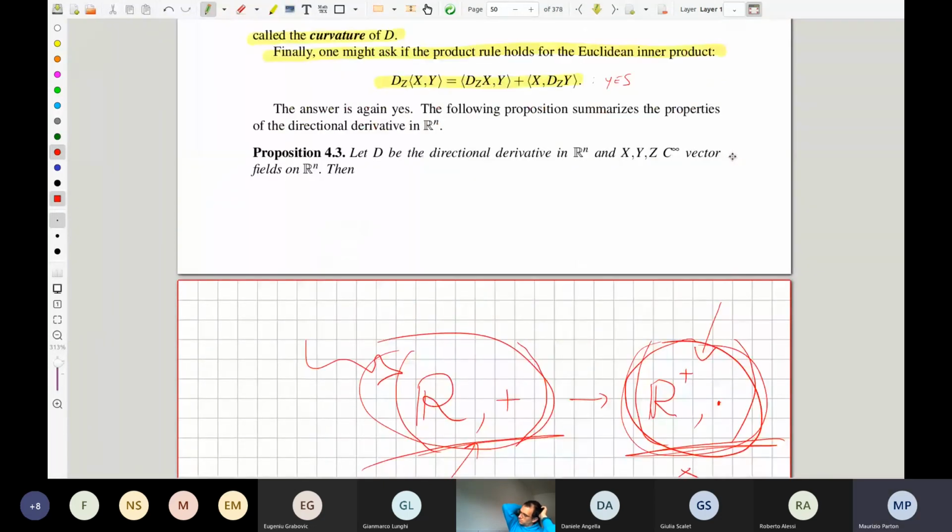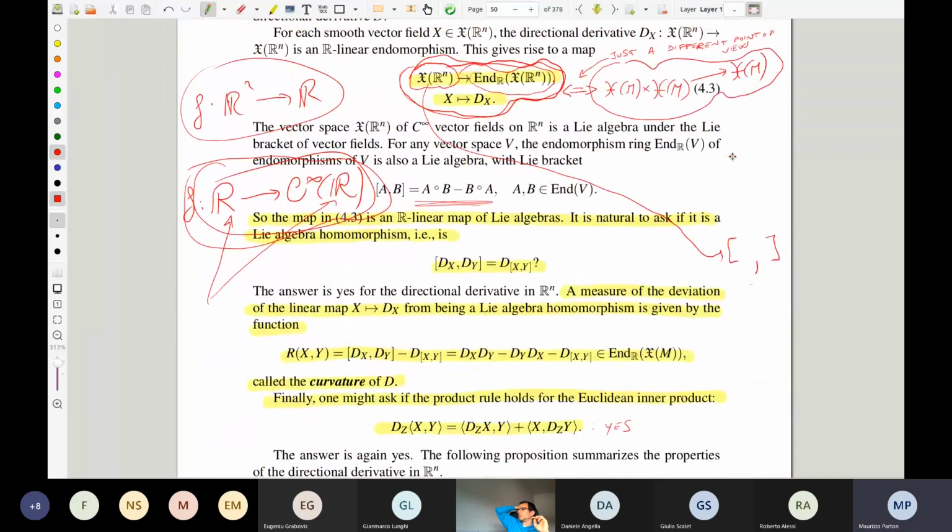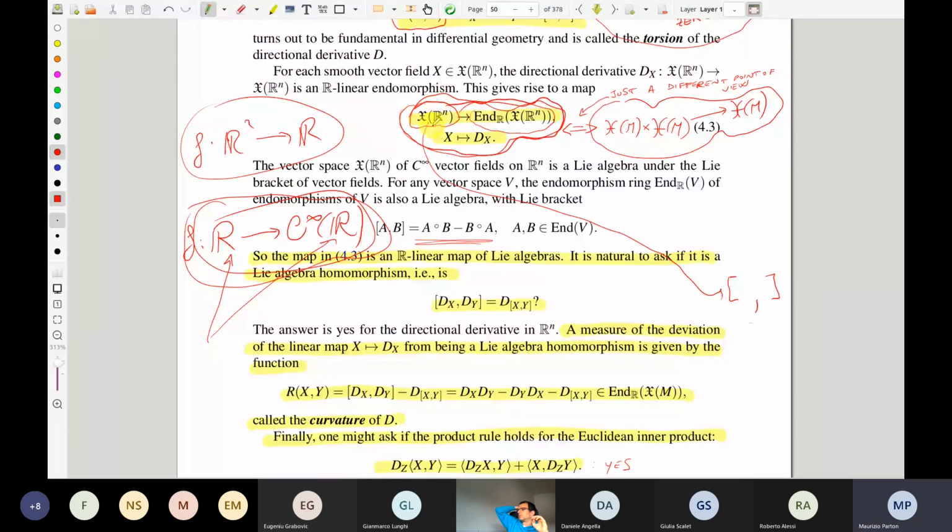So what I want to say is that when you have a structure on a space and a similar structure on another space, in that example, the structure of abelian group, in this case, the structure of Lie algebra, it's a natural question to ask whether a map is preserving this structure. And this is preserving the structure.